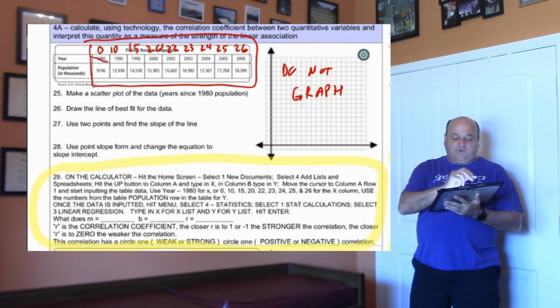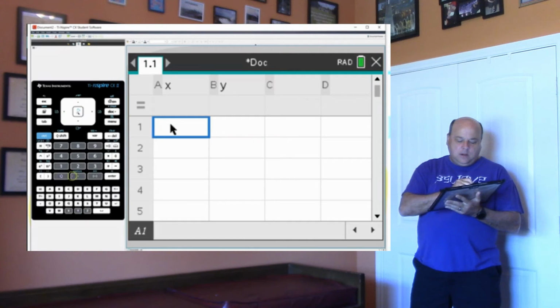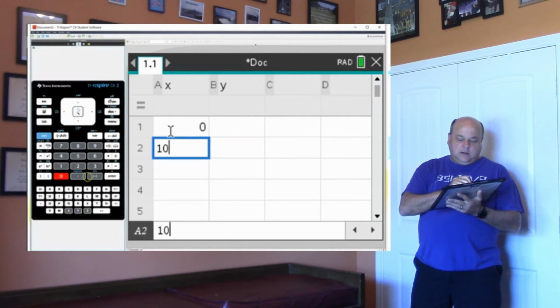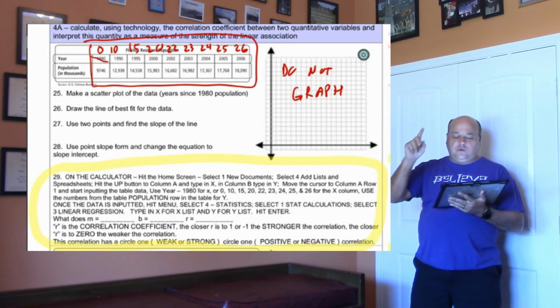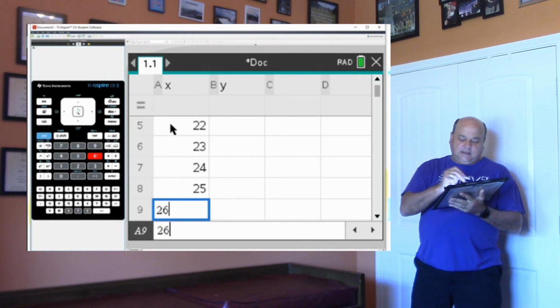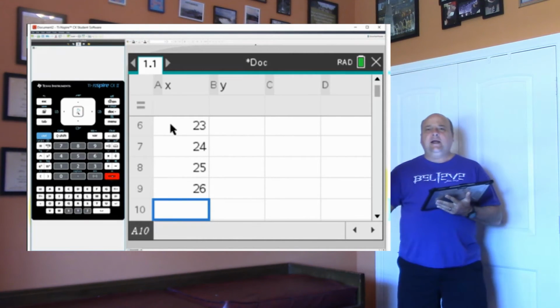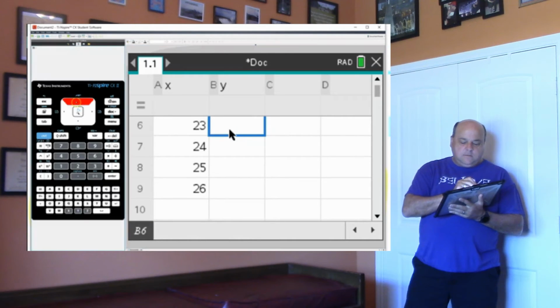So let's do the X's first. 0, enter, 10, enter, 15, enter, 20. And then we're going to do 22, 23, 24, 25, 26. So I got all of my X's in. Now then I'm going to go back up to the first row again.